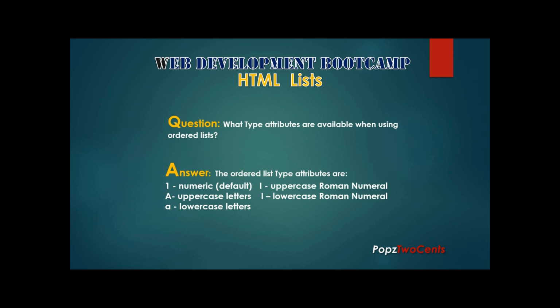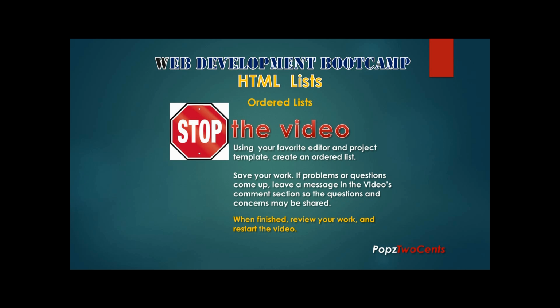Answer. The ordered list type attributes are 1 for numeric, and that's its default, uppercase A, lowercase a for letters, uppercase I, which would be uppercase Roman numeral, and a small i, which is a Roman numeral lowercase. Stop the video. Using your favorite editor and project template, create an ordered list.